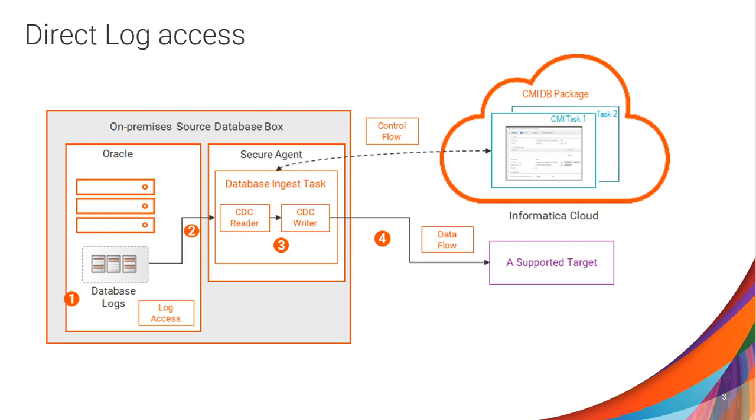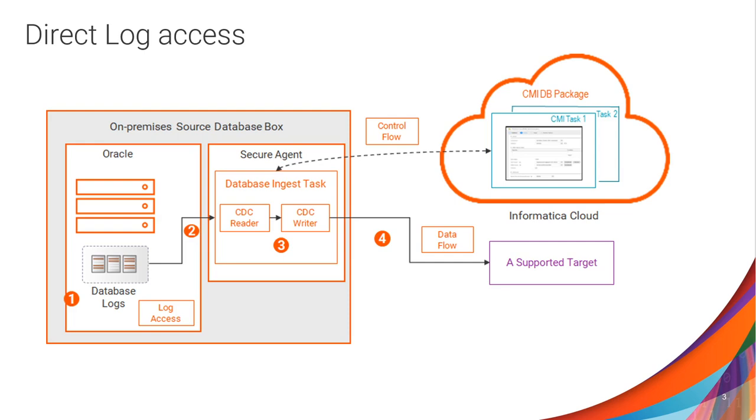The very beginning, or the straightforward one, is direct log access. Database ingestion and replication jobs can directly access the physical Oracle redo logs on the on-prem source system to read the change data. Here is a note that if you store the logs on solid state disk, that is SSD, this method can give the best performance.